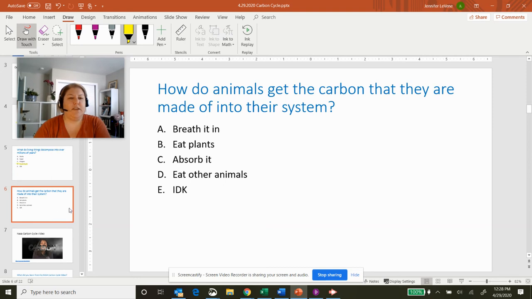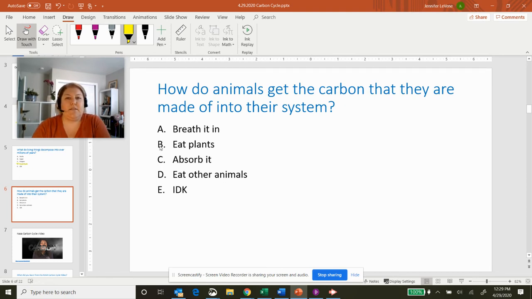If we go on to number 3, how do animals get the carbon that they are made of into their system? Okay, do they breathe it in? Do they eat the plants? They just absorb it? They eat other animals? Or I don't know. Think about it for a second. Okay, we breathe in carbon dioxide, but we don't use it. So we breathe it in and we completely just release it right off the bat.